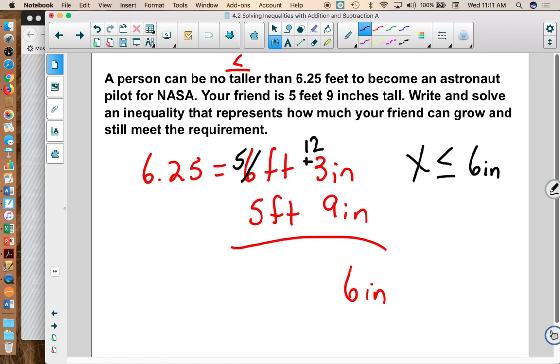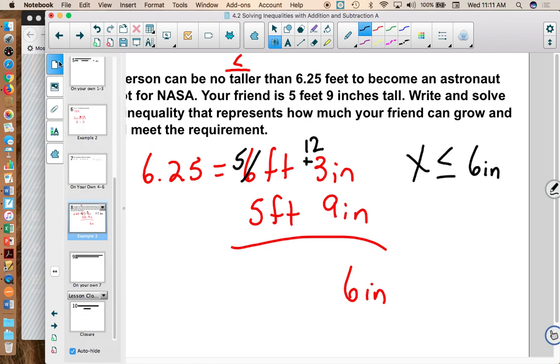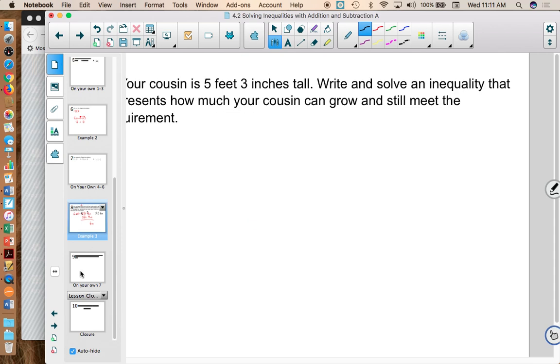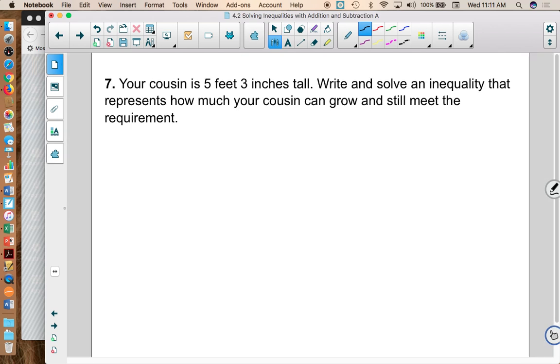Okay. This wasn't hard, but you had to take it step by step by step. And that's something we don't like to do. I know you don't. I've seen it. Okay? Your cousin is 5'3" tall. Write and solve an inequality that represents how much your cousin can grow using what we just did. You figure it out.